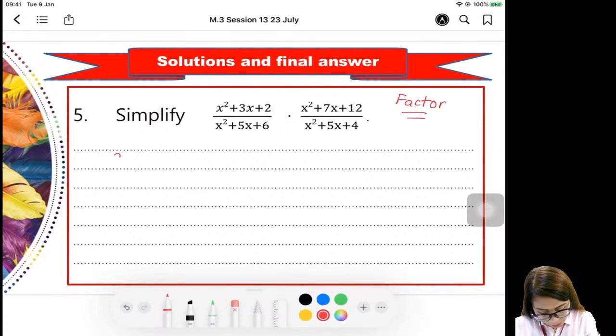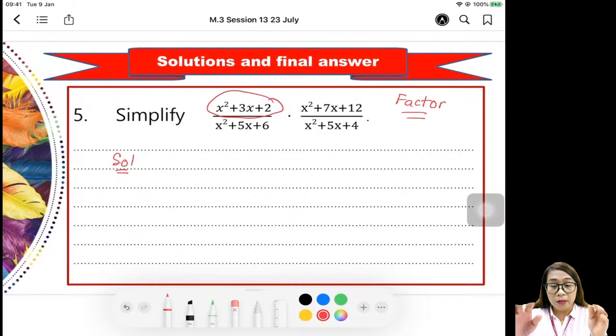So for the solution, you may have again SOL. What is x squared plus 3x plus 2? What are the two factors from M3/4 or maybe 5? Can you give me the answer? What are the two factors?